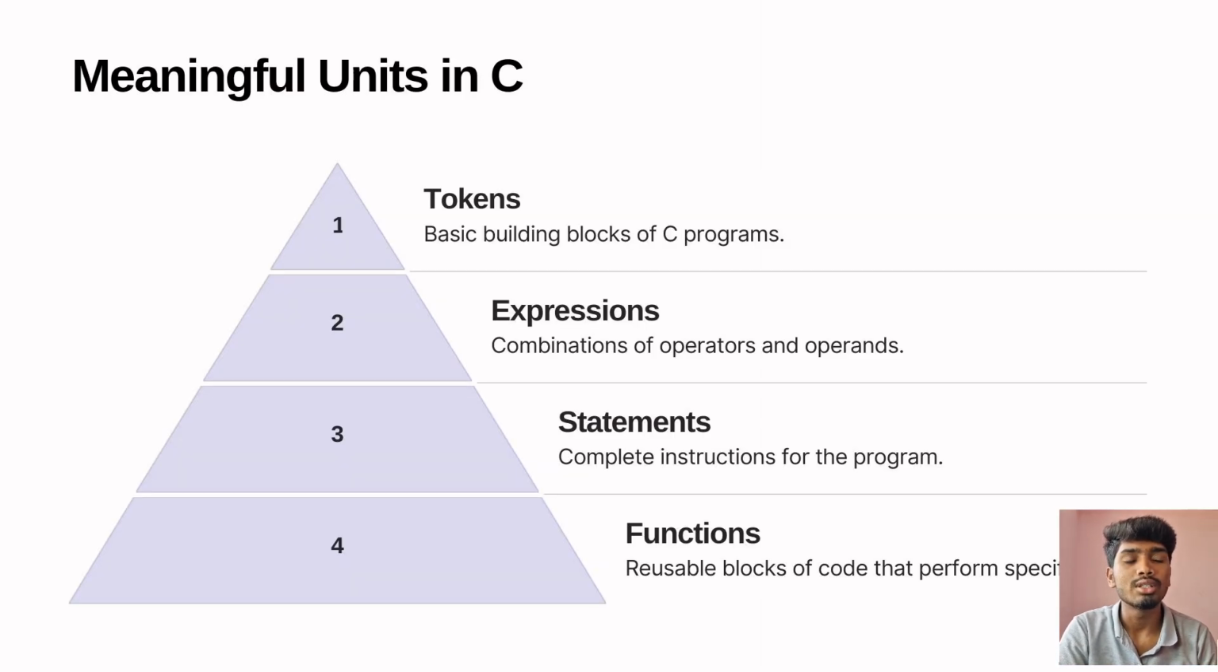Some meaningful units in C. Tokens, basic building blocks of a C program. Expressions, combinations of operators and operands. Statements, complete instructions of the program. Functions, reusable blocks of code that perform specific tasks.